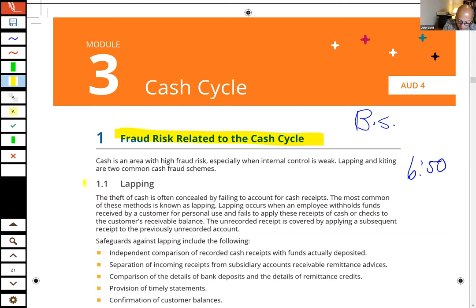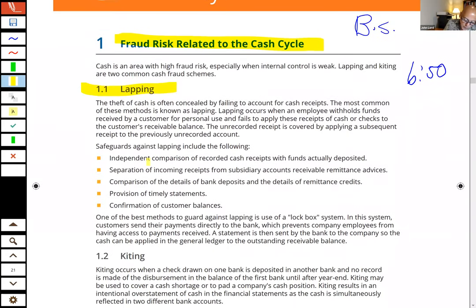Everybody loves cash, and so people are always trying to figure out how to steal cash, right? Two fraud schemes related to cash are lapping and kiting, okay? Lapping occurs when an employee withholds funds received from a customer for personal use and fails to apply these receipts to the customer's receivable balance. So they just take the money. A lot of times they think, okay, I'm a real good poker player, and they think that they're going to just win with this money and then put back the stolen funds.